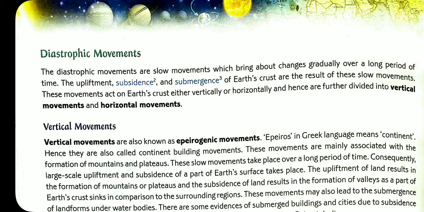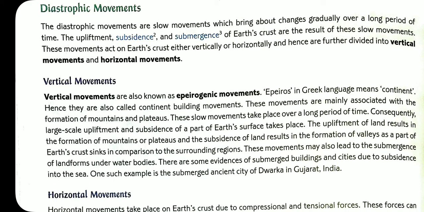The vertical movements are also known as epeirogenic movements. Epeiros in the Greek language means continent. As a result of the vertical movement, the continents are formed. Hence, they are also called continent building movements. The vertical movements are one part of the diastrophic movement.